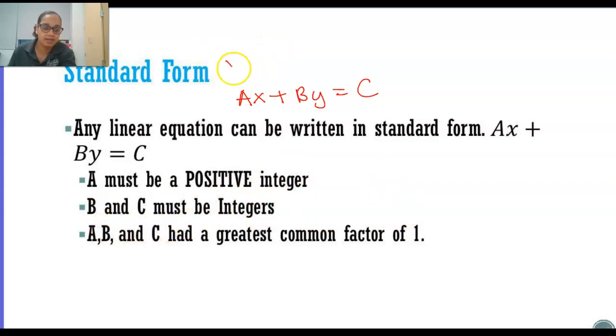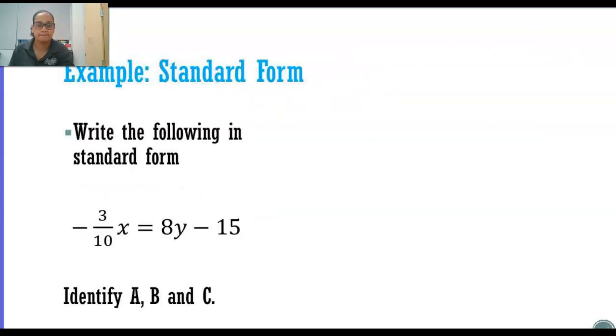So basically all these letters, A, B, and C, have to be integers, where A has to be a positive integer. So no fractions or decimals. Let's see how this works out. So we're going to take this problem right here and rewrite it in standard form. So one thing I know, let me rewrite standard form up here, ax plus by equals c. I know that my x and y have to be on the same side of the equal sign.